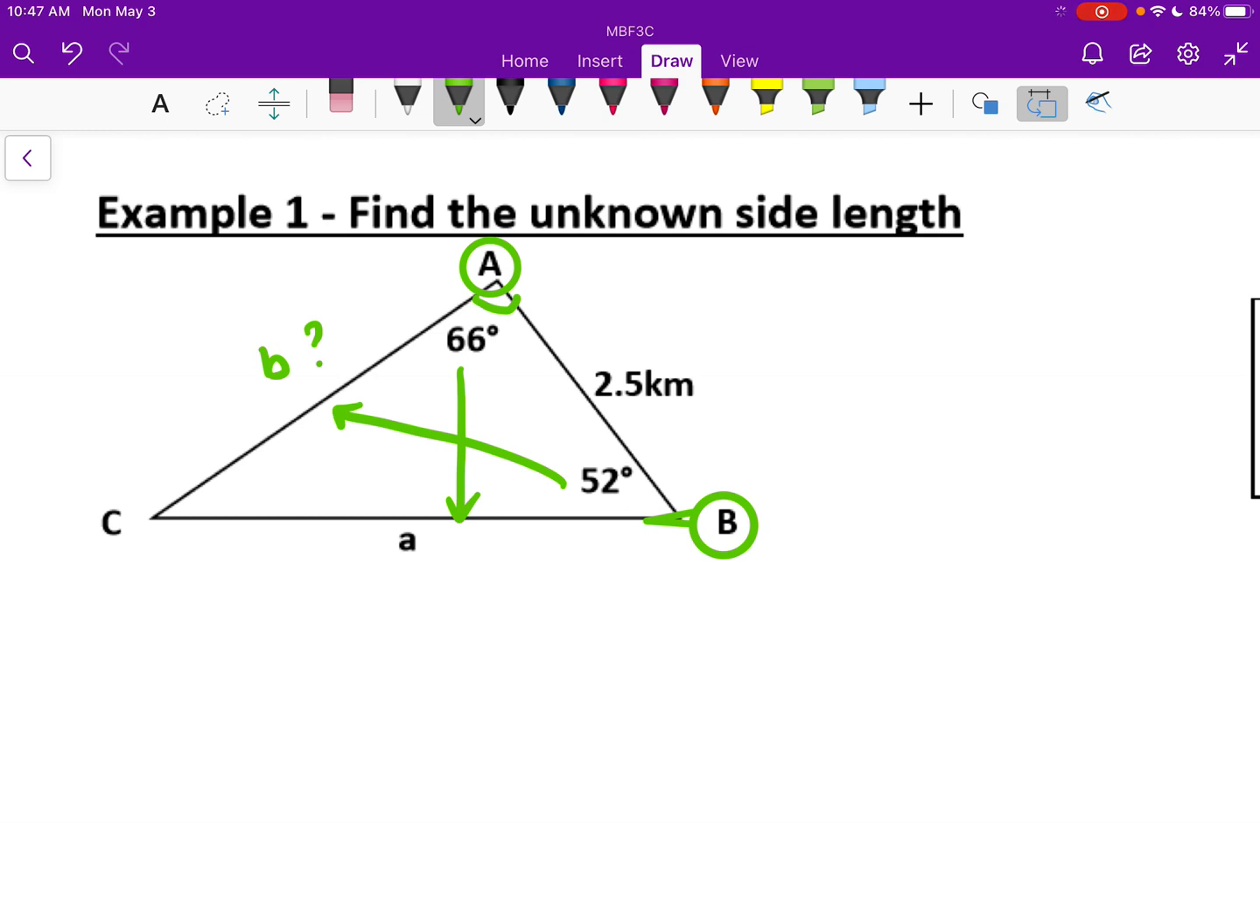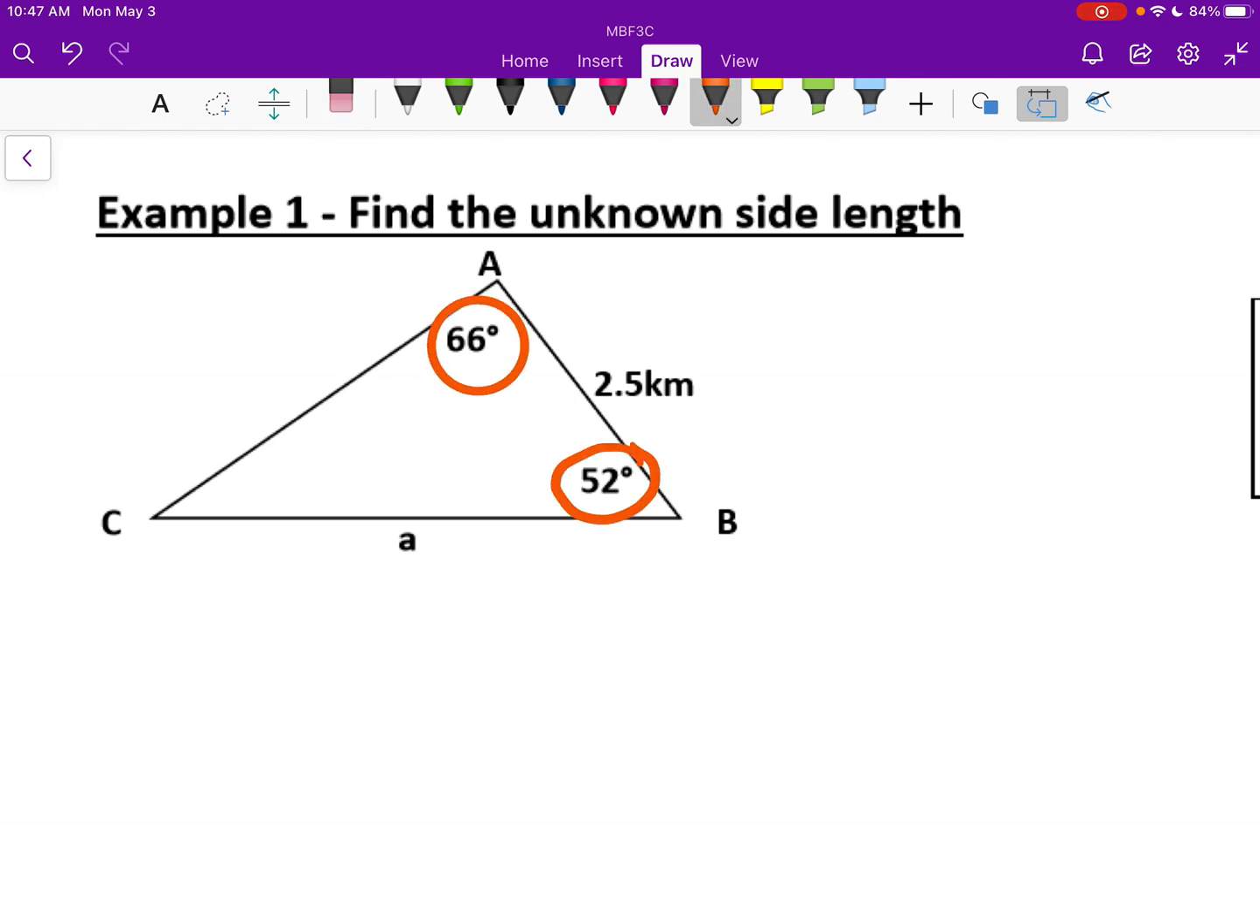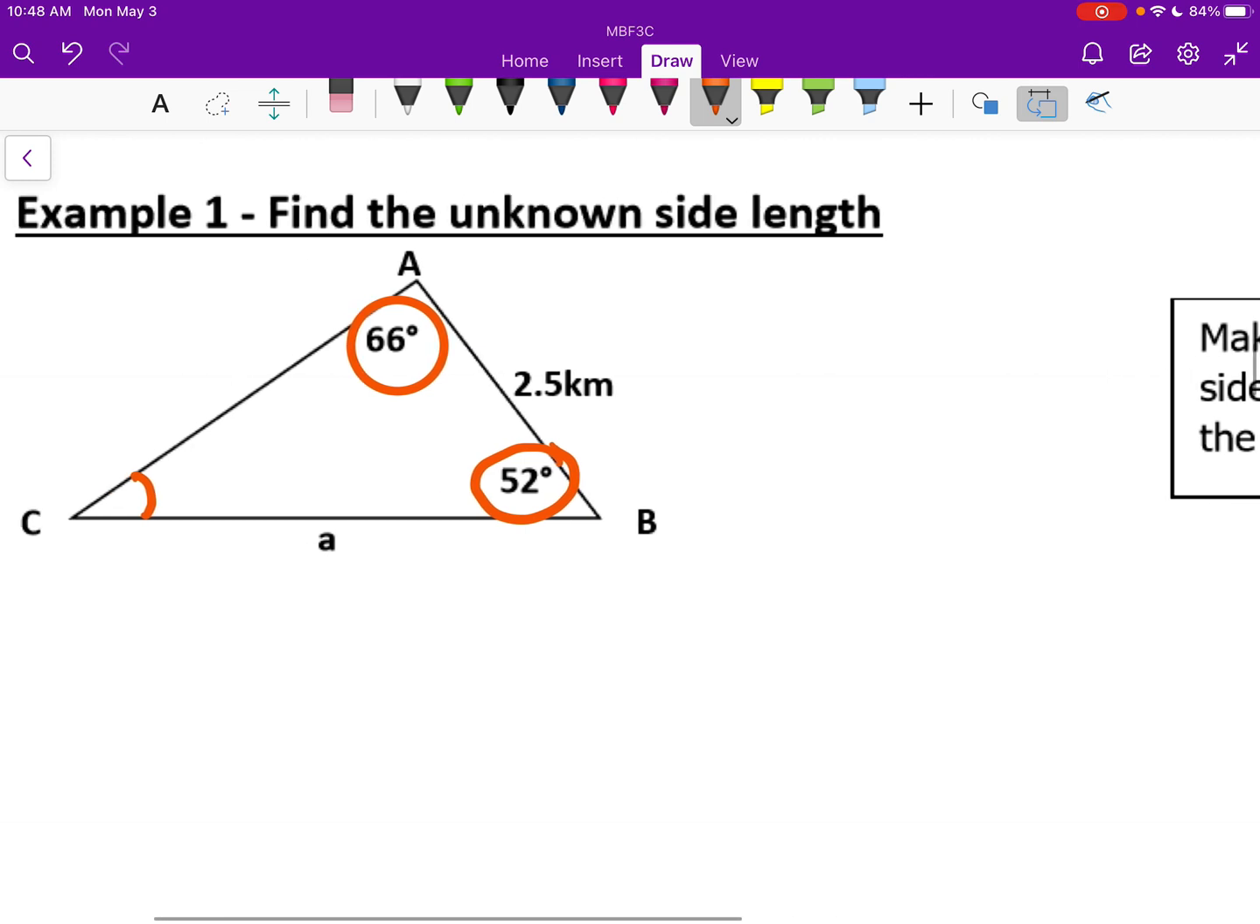And then I have side C, but I don't know what angle C is. So I'm kind of in a bind here, and I'm like, okay, I don't know anything that has a ratio. But I do know that I have two angles inside of this triangle. So that means I can find angle C. So let's find angle C first. We need to have an angle on its opposite side. Let's find angle C.